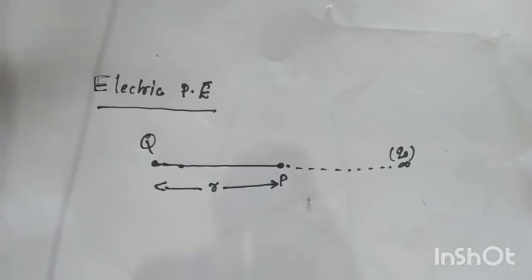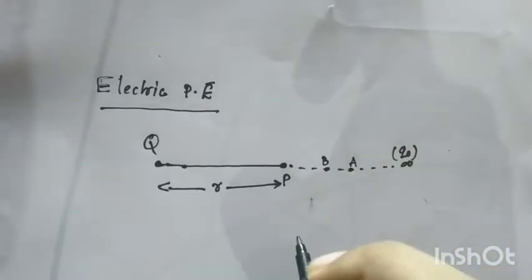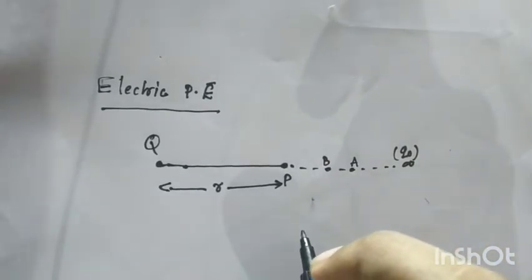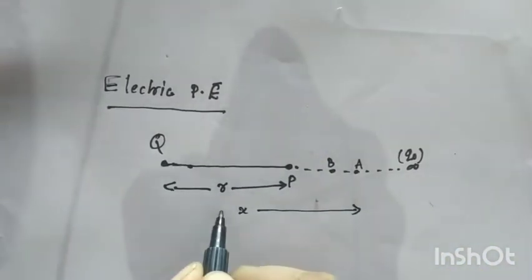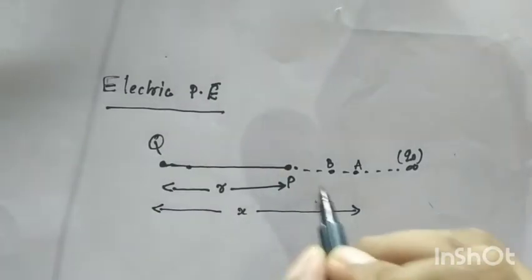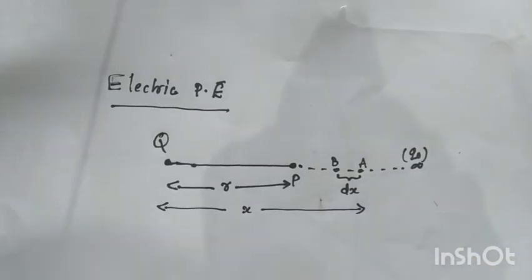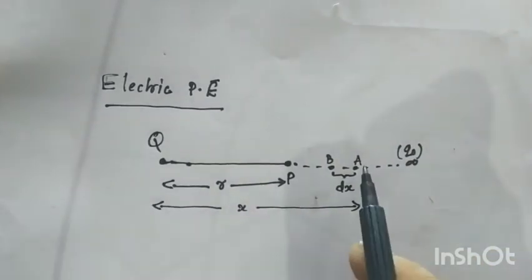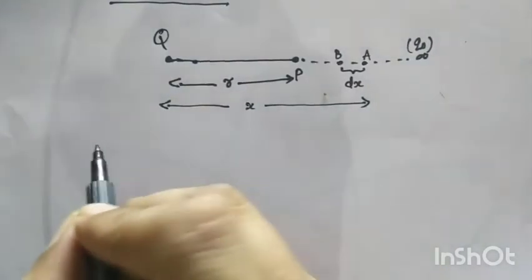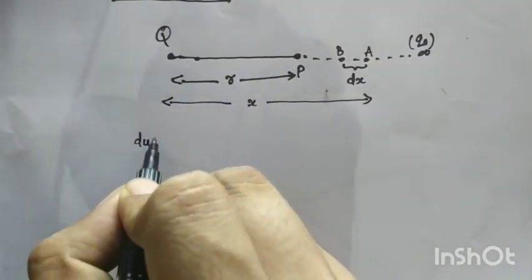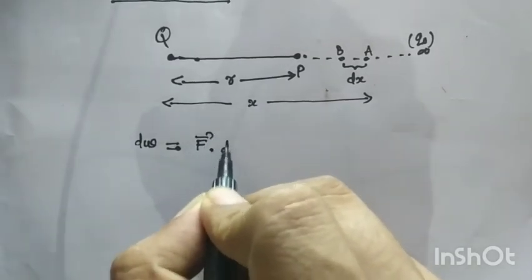So we are considering two points, say A and B, at a small separation. The distance between Q and A is say x, which is a variable value. And the distance between A and B is a small distance taken as dx. Now we are calculating the small work done in moving Q0 from A to B. So what is that work? We know that small work done dW is equal to F dot dx.